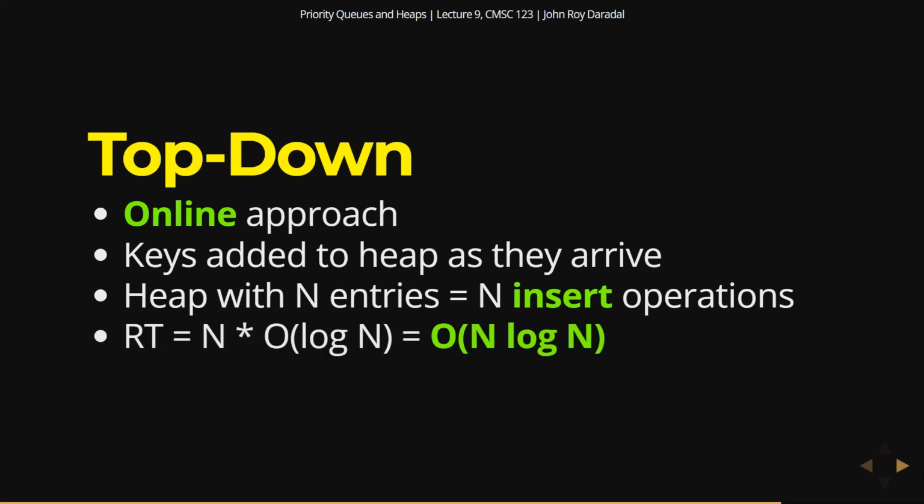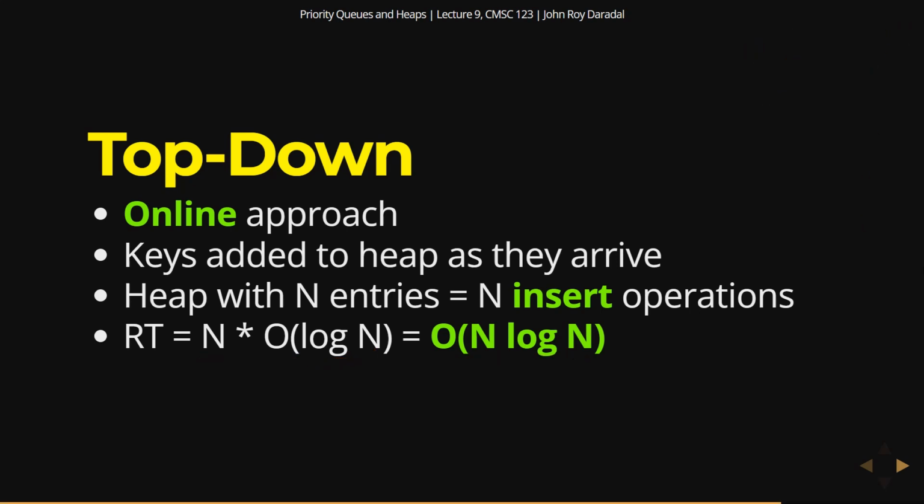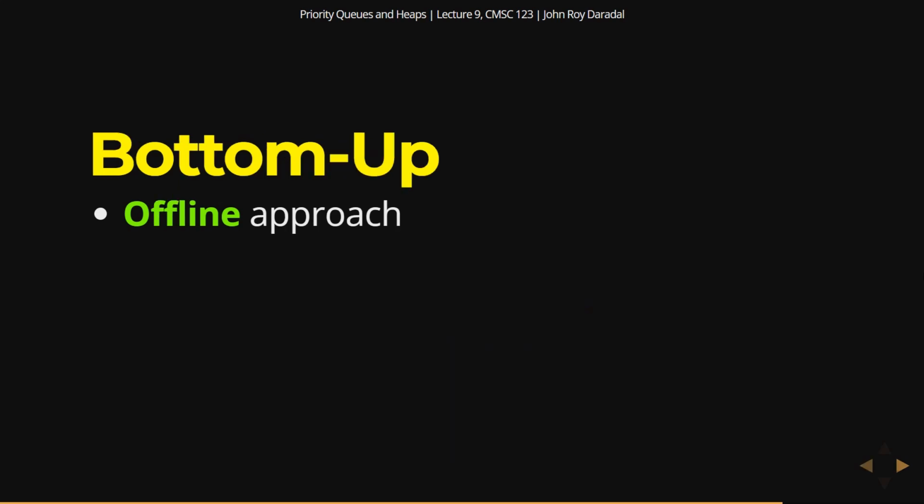And so the running time when you build the heap in a top-down manner is n log n, because you have n insert operations, and then each insert runs in O of log n time. So that's why you have O of n log n time for the top-down operation. So yeah, that's top-down. I'll show you an example in a while after we discuss the other way to build the heap, which is bottom-up.